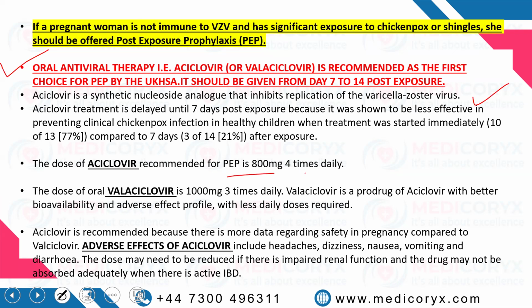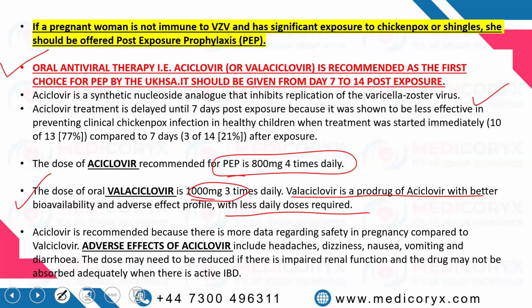The dose is 800 milligrams 4 times daily. The dose of valacyclovir is 1000 milligrams 3 times daily. Valacyclovir is a prodrug of acyclovir with better bioavailability and adverse effect profile, with fewer daily doses required. But acyclovir is recommended because there is more data regarding safety in pregnancy compared to valacyclovir. So don't choose valacyclovir in the first place in the exam. If acyclovir is in the options, you will choose acyclovir.